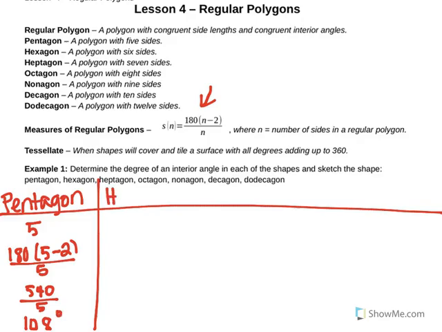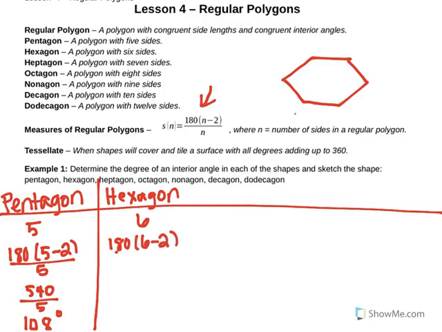Our next shape is a hexagon. If you're unsure of what these shapes look like, a pentagon looks like that. A hexagon looks kind of like a stop sign. It has 6 sides, so we would do 180 times 6 subtract 2 divided by 6. When we type in the top, we would get 720. So the sum of a hexagon is 720, making each angle worth 120 degrees.